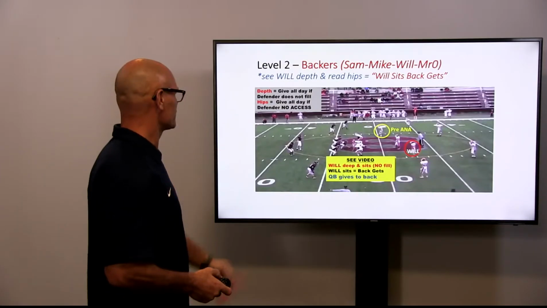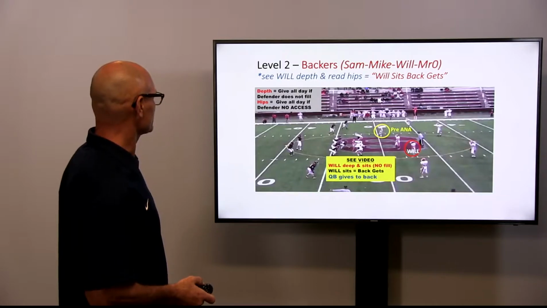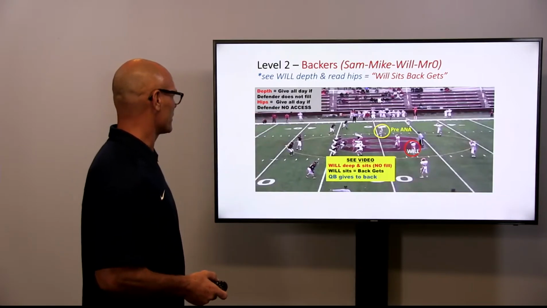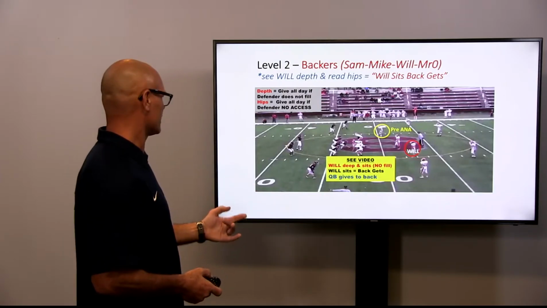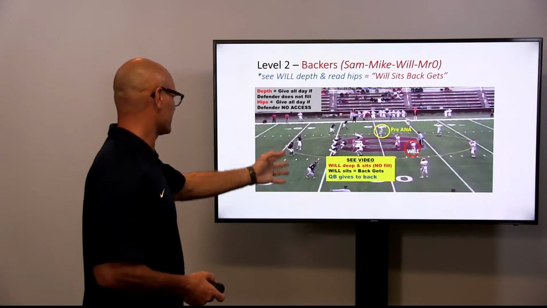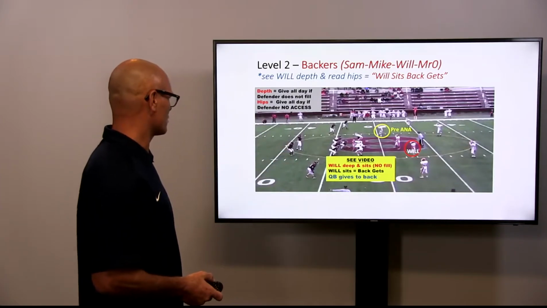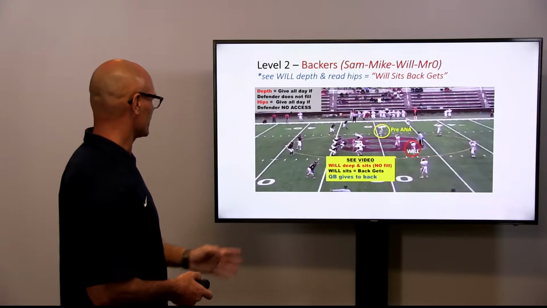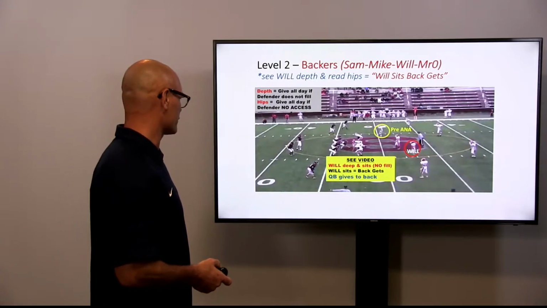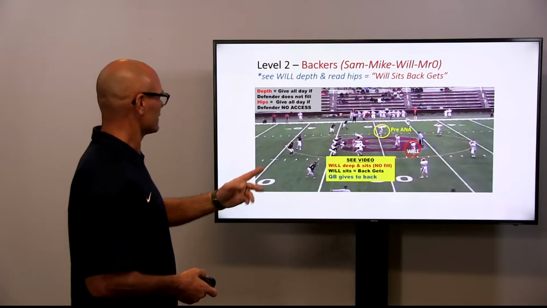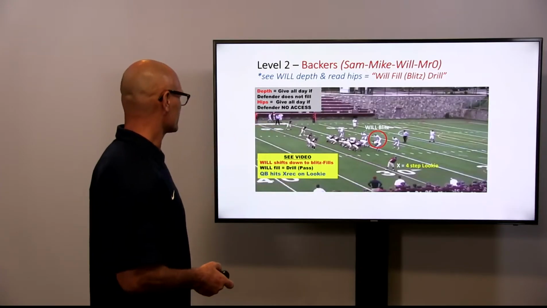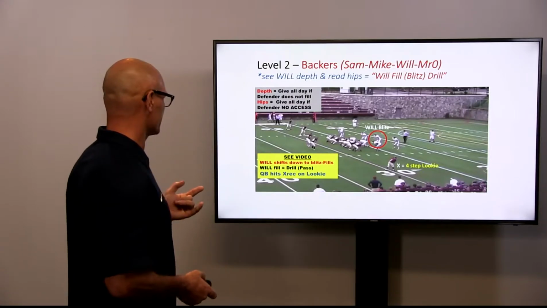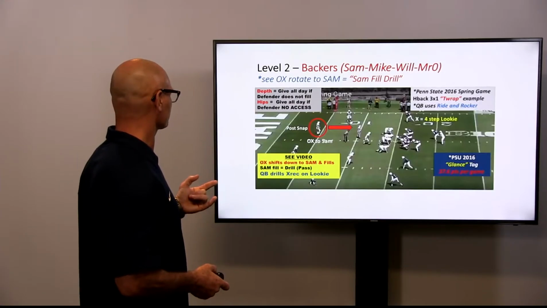Here is when we get into our RPOs, where we're reading our second level, our backers, and simply with this, if we're picking on the Will in this situation, if the Will sits, then the back gets it, okay? So again, if he's deep already by alignment, there's no chance he can fill. We pretty much know by pre-snap we're giving him the ball. But again, post-snap, if he goes ahead and fills hard, that means he fills, and then we would drill. So here we can see this linebacker ends up blitzing, we fill, and we drill the pass.